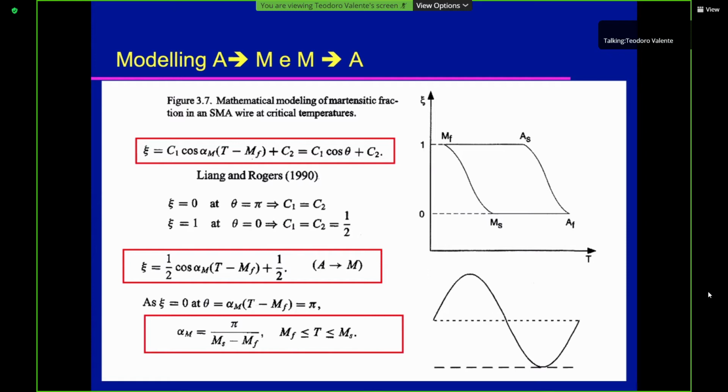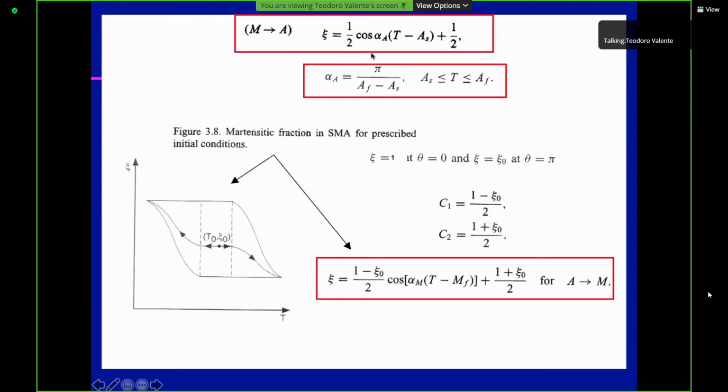transformation. By following the same approach, we can also discuss what is going to happen when we are giving heat to the material, so we are increasing the temperature. So we start, for example, from a material which is 100% martensite, which is going to be transformed to austenite. So not referring to the austenite to martensite transformation, but referring to the martensite to austenite transformation.